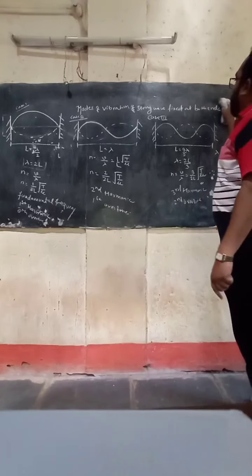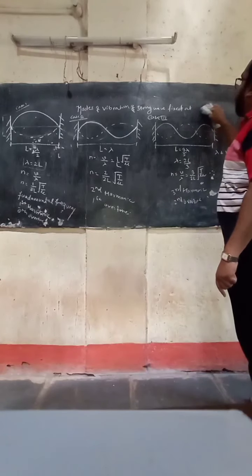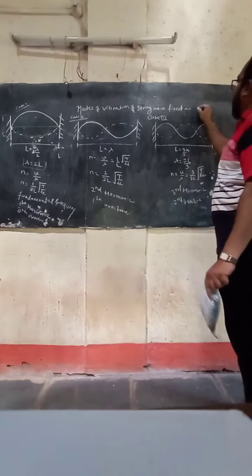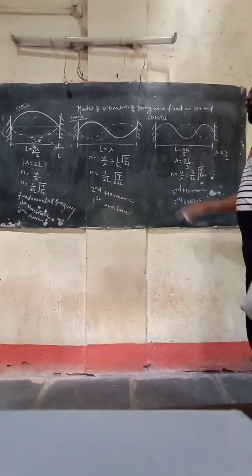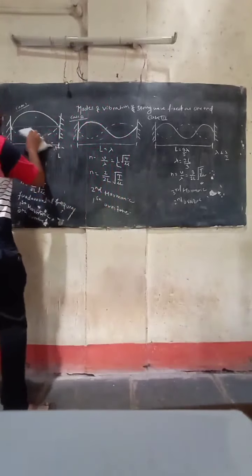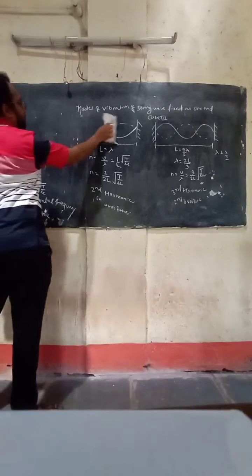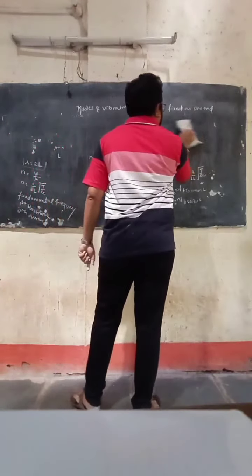Now write everything. आता इथं बघूया, fixed at one end. Next, modes of vibration of string wave fixed at one end. Fixed at one end means ultimately free at other end. Fixed at one end म्हणजे काय? Free at other end.